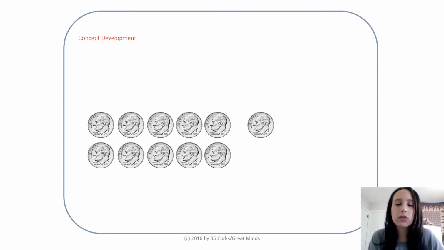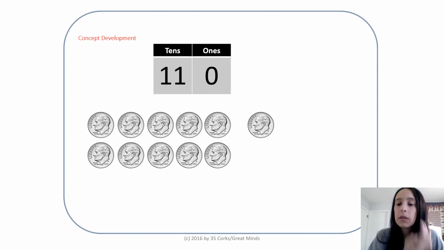How many dimes do we have now? 11 dimes. Let's draw a place value chart to show. If we have 11 dimes, that means we have 11 tens and 0 ones.